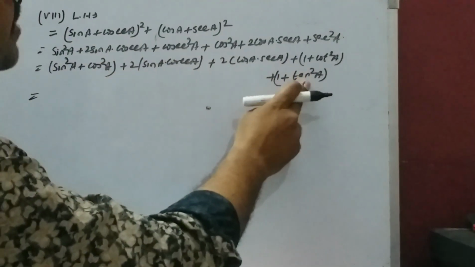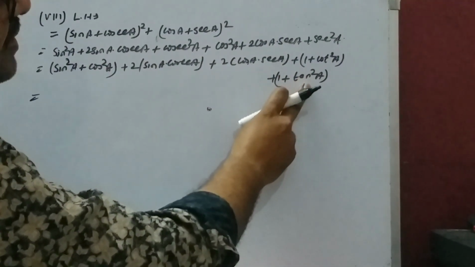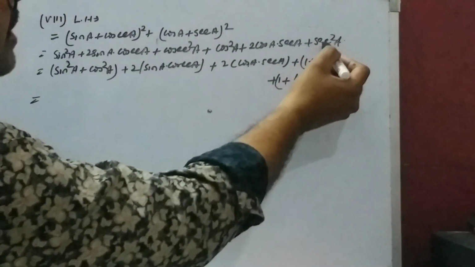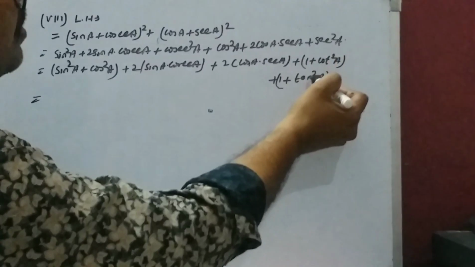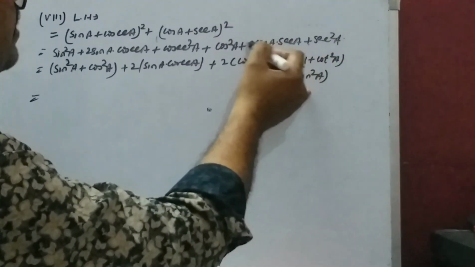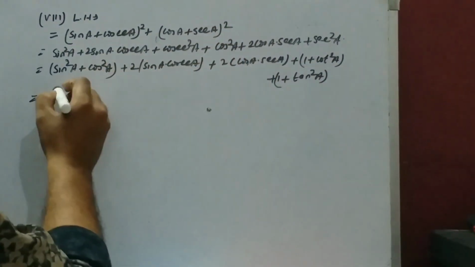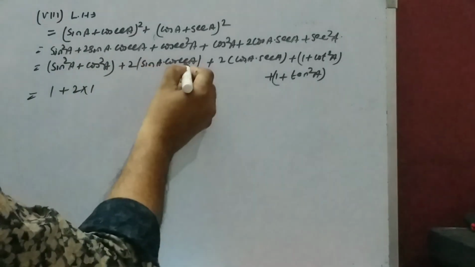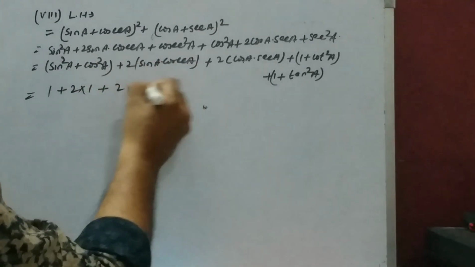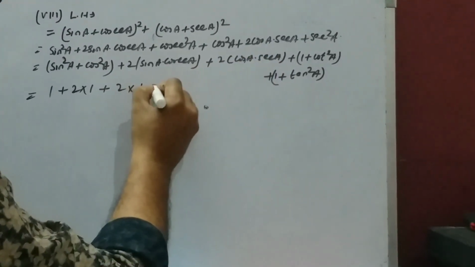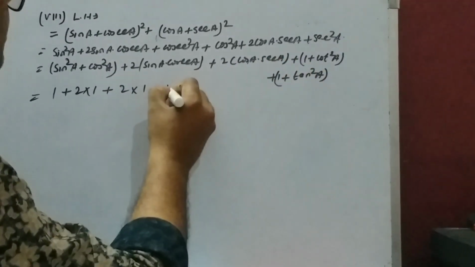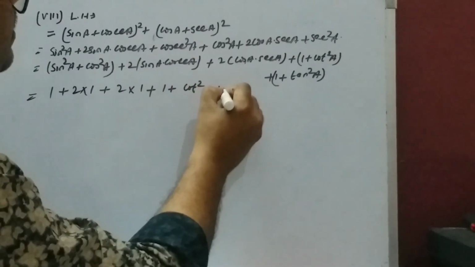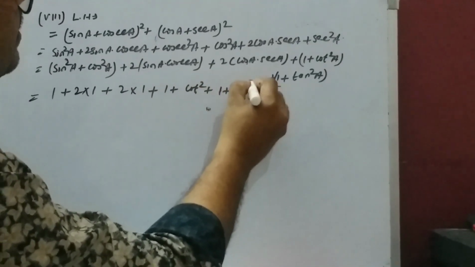Because this is the demand of RHS. In RHS, tan and cot are given. So I have converted sec A into tan A and cosec A into cot A. It becomes 1, and 2 into this is also 1 plus 2, this is also 1, and this is 1 plus cot square A plus 1 plus tan square A.